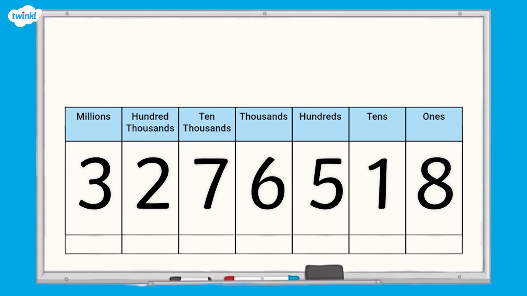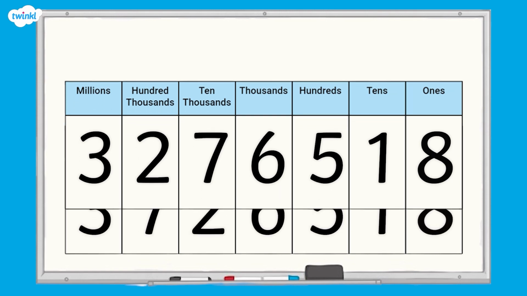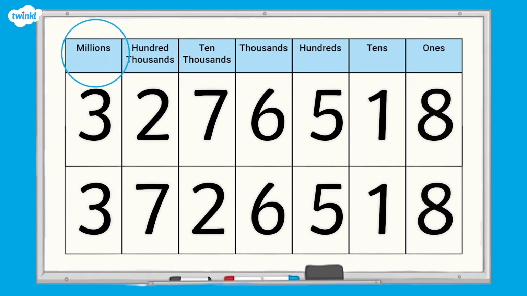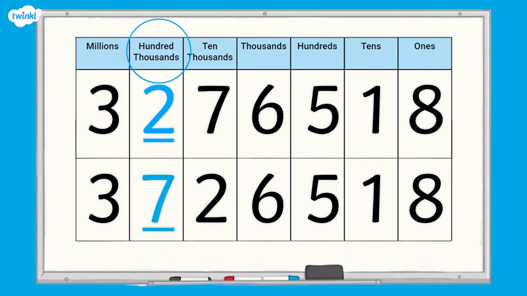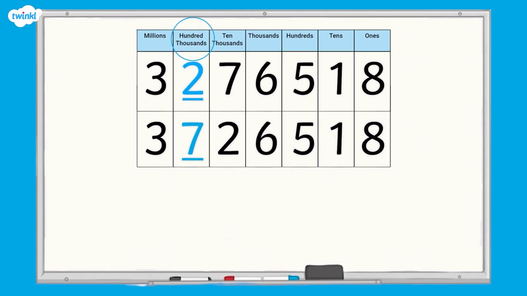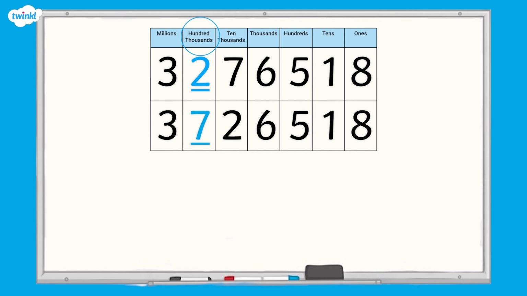Let's compare this number to a similar number. When we compare numbers, we start with the place value column that has the highest value. That is the digit that is the furthest to the left. If we look at both numbers, we can see that they each have a 3 in the millions column, so they both have the same number of millions. If we move along to the hundred thousands column, we can see that the top number has 200,000s, but the bottom number has 700,000s. Because 7 is greater than 2, we can see that the bottom number is greater. We don't need to look at any other of the digits.